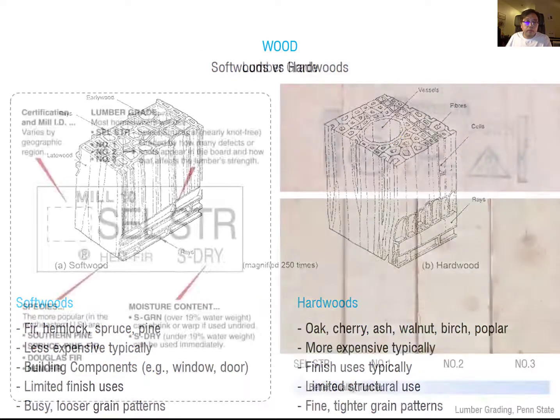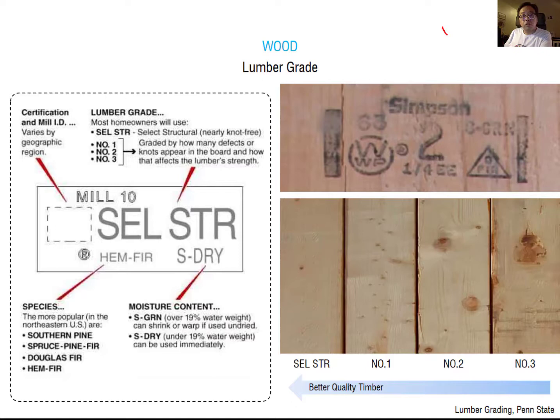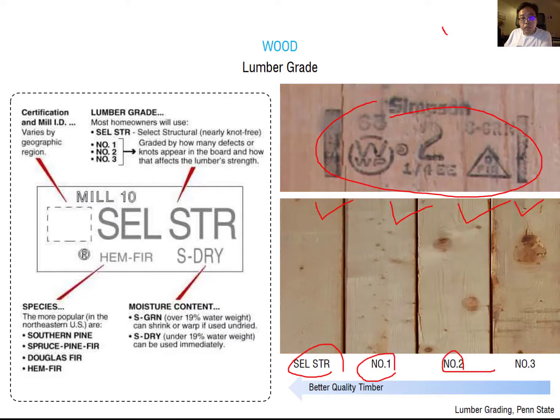Okay. So now we talk about the lumber grade. When you purchase a timber product, you can see this lumber grade on every timber product. So lumber grade has 4 different categories: SEL STR, which is select structural, number 1, number 2, and number 3. SEL STR is the best quality timber, and number 3 is the worst timber quality. So in number 3, you can see lots of defects. You can see the knots and lots of defects around.